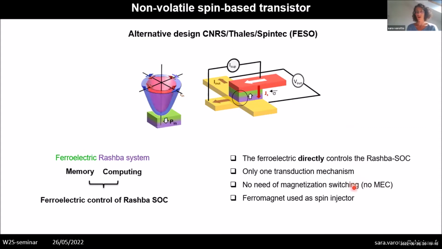So this is the power, let's say, of these ferroelectric Rashba systems, because they allow for logic in memory within the same material, not just within the same unit device as proposed by NISO. And this device is patented by our group in collaboration with SpinTech, and it's called Ferroelectric Spin Orbit Logic Device, or FISO.